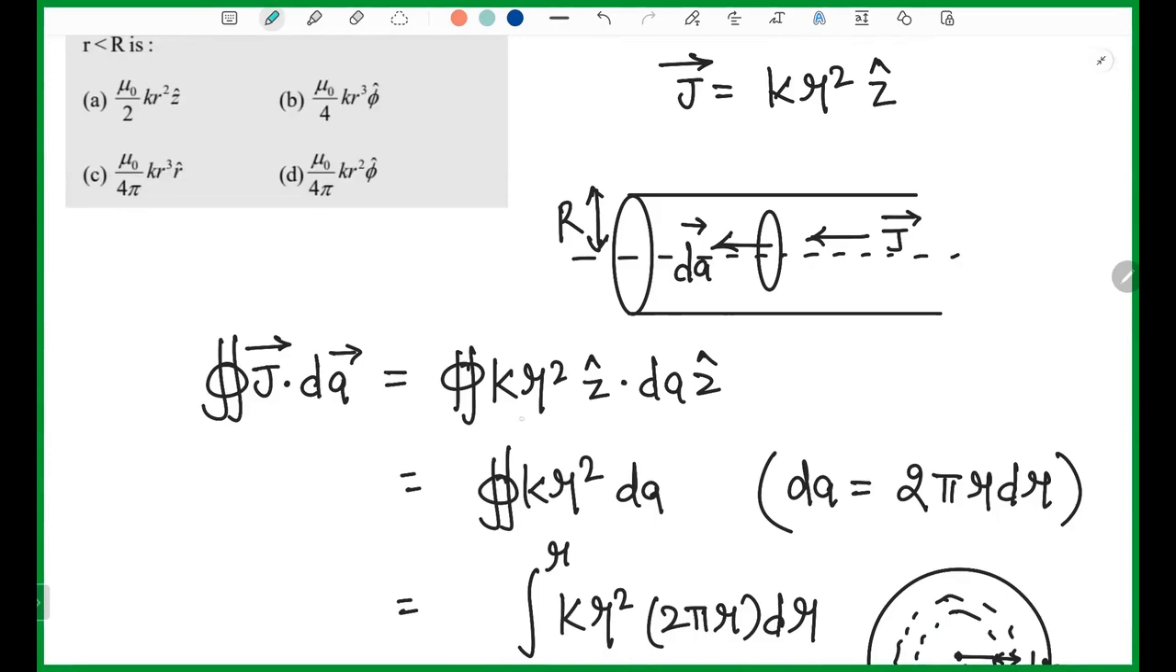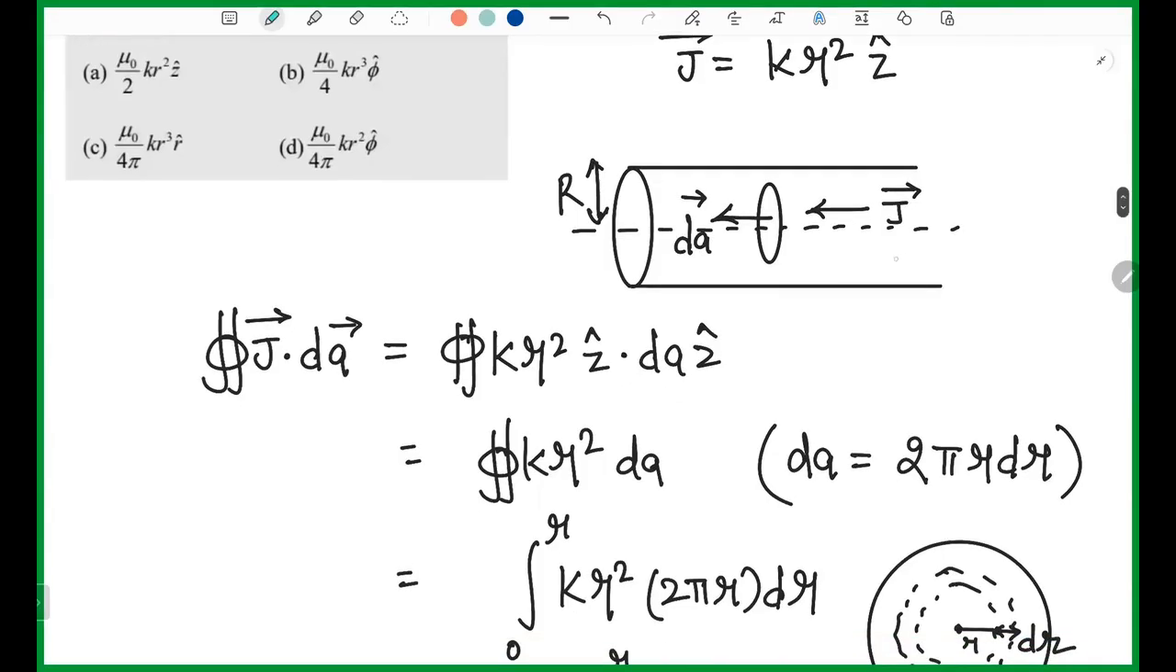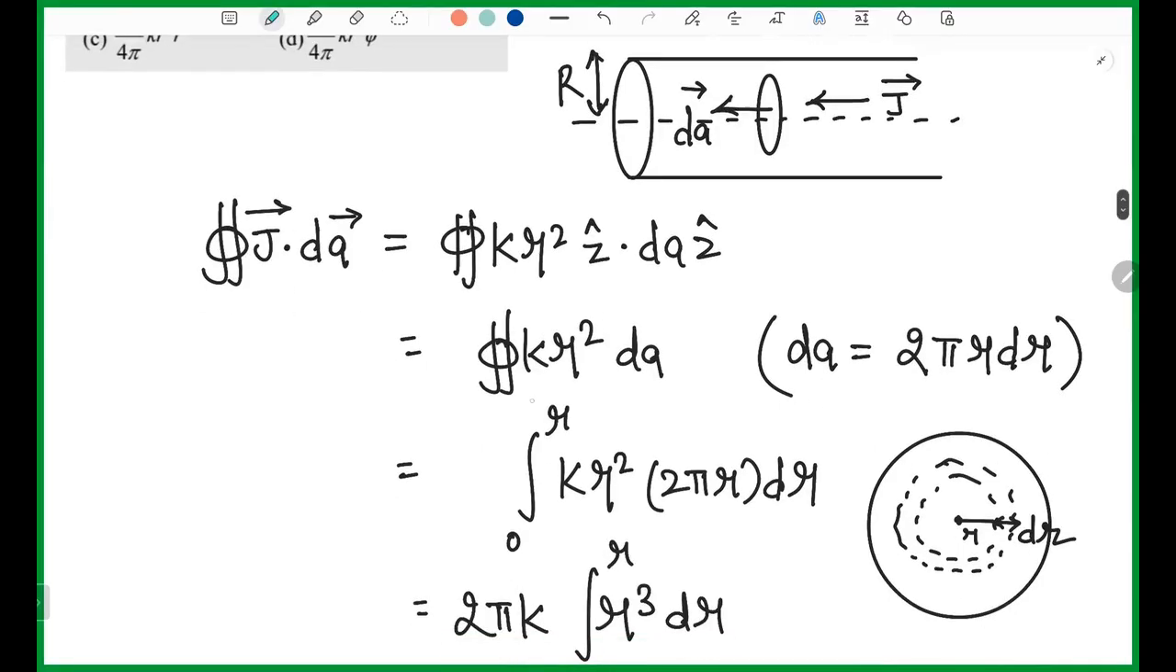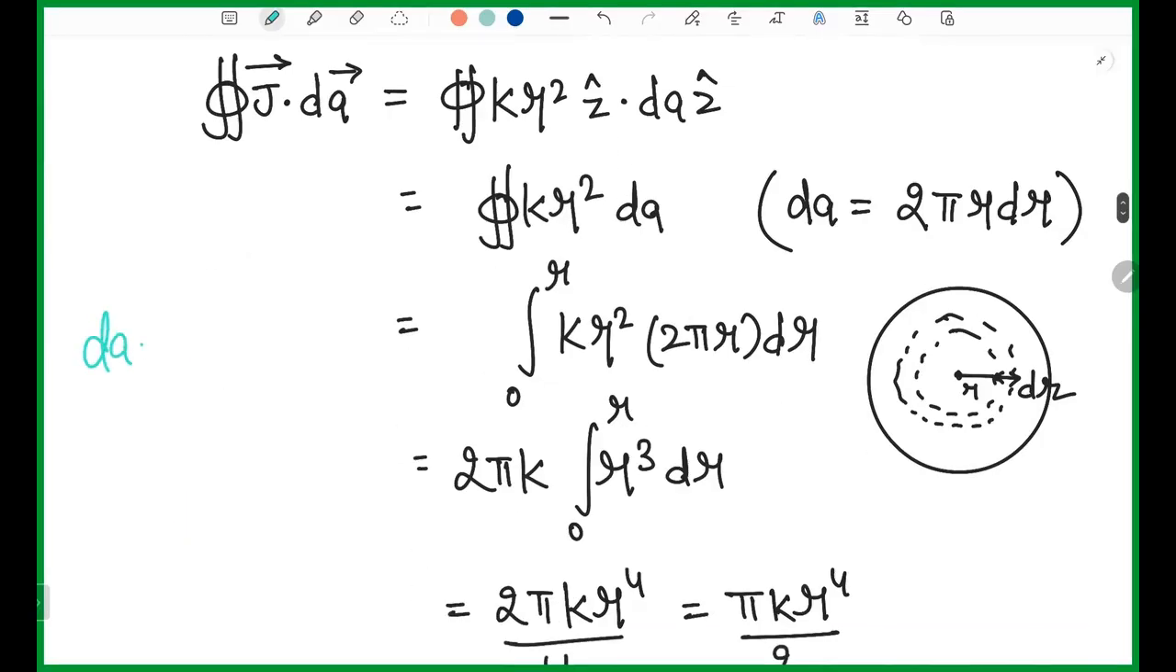So I put my value of J. I put my value of dA vector, which is dA in the direction of Z cap. So Z cap dot Z cap is 1 because now your J and area vector both are in the same direction. So basically you get K R square into dA. In case of a cylinder, or you can say in case of this disk kind of situation, this circle kind of situation, the small area can be written as 2 pi r into dr.